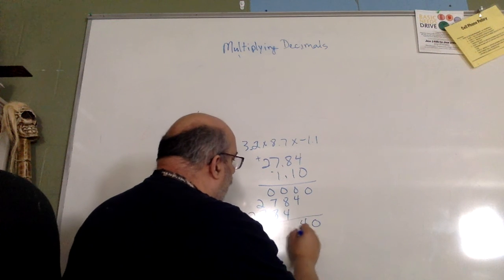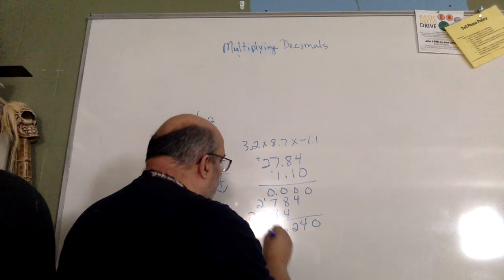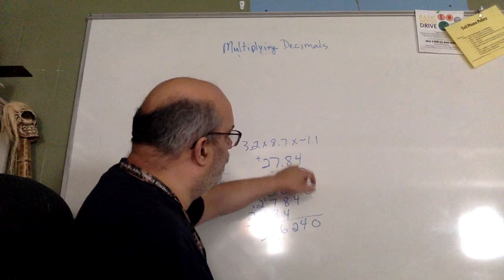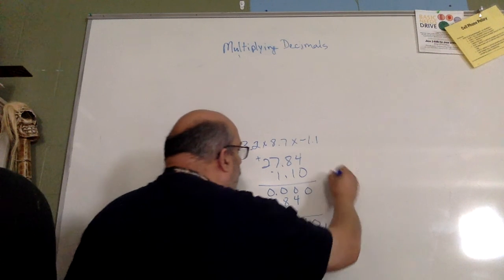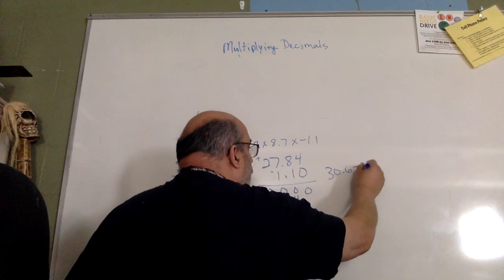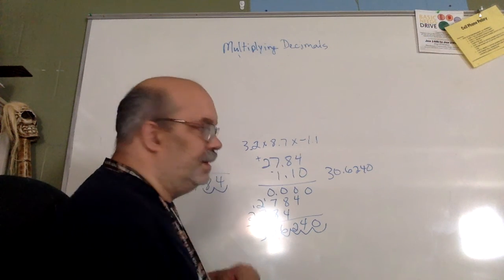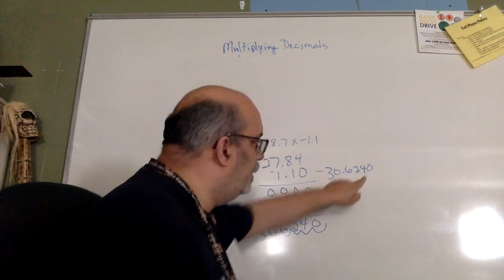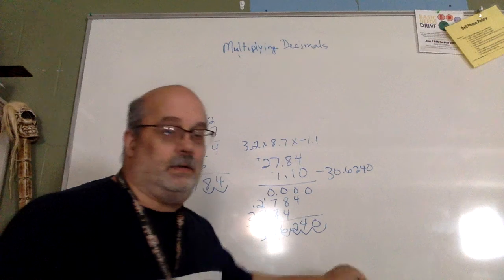0, 4, 12, carry the 1. 16, carry the 1. 0, carry the 1. 3. Decimal places, 1, 2, 3, 4. 30.6240. Positive, negative, signs different. Negative. You actually do not have to put the 0 on the end. I just do it as a placeholder.